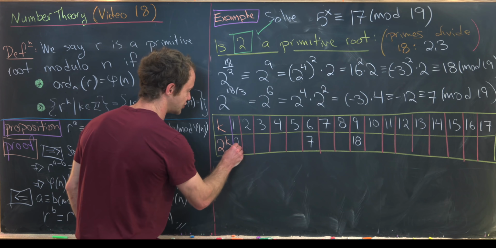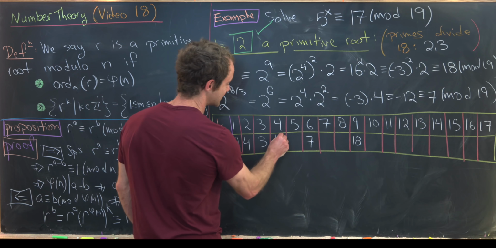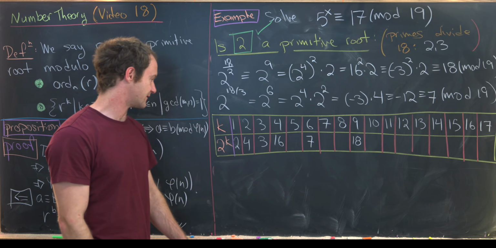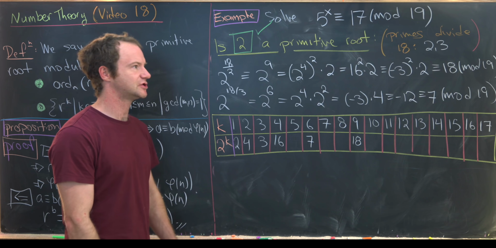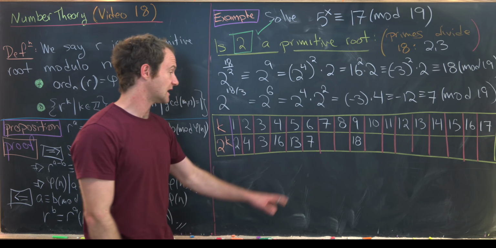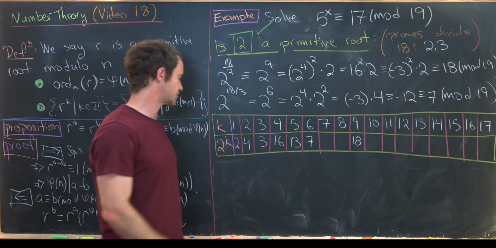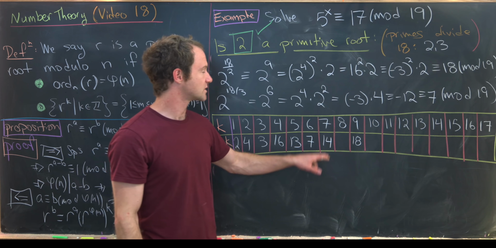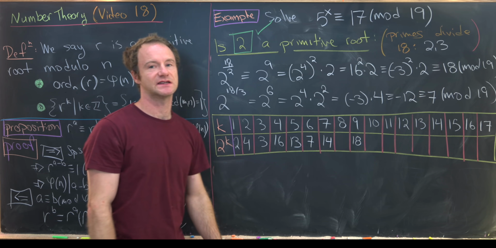Okay, so let's get into the filling up of this chart. So 2 to the 1 is 2, 2 to the 2 is 4, then we have 8 here, we have 16 here. Notice that 16 is the same thing as -3. So that means 2 to the 5 is going to be -3 times 2, which is -6, which is 13. Again, we already decided that 2 to the 6 was 7 by this calculation. That means 2 to the 7 is 14. Notice 14 is -5, because it is 5 less than 19.